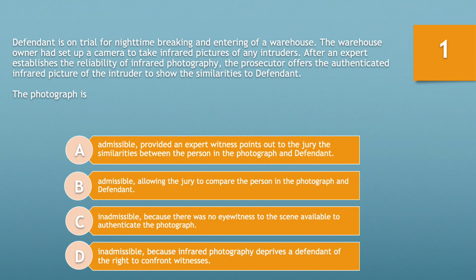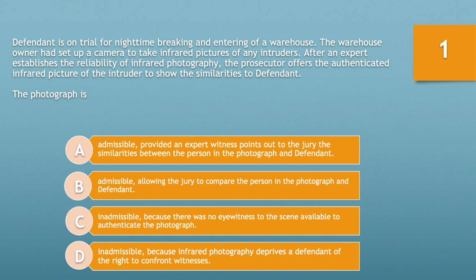Here's our first question for today. Defendant is on trial for breaking and entering into a warehouse at nighttime. The warehouse owner had set up a camera to take infrared pictures of any intruders. After an expert establishes the reliability of infrared photography, the prosecutor offers the authenticated infrared picture of the intruder to show the similarities to the defendant.